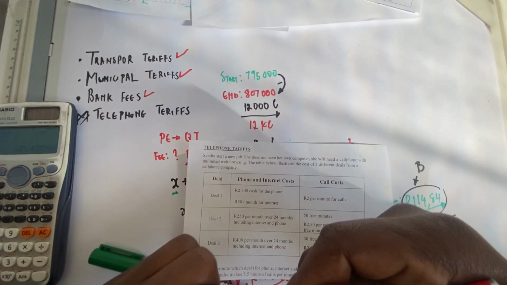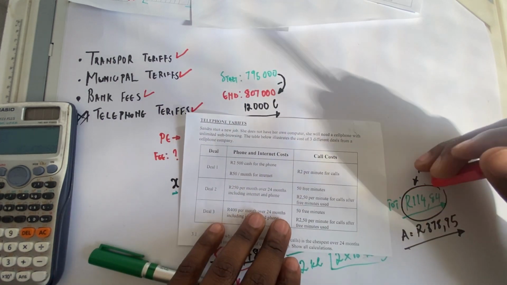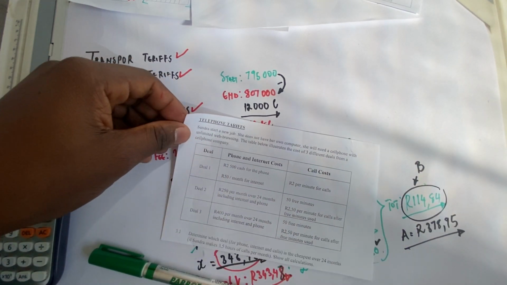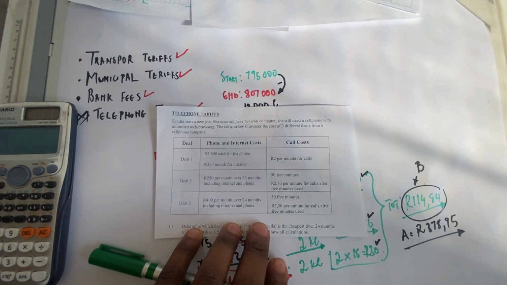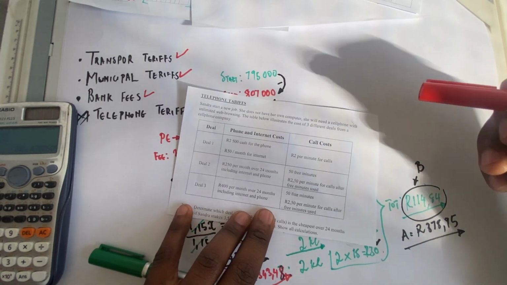Telephone tariffs. We are on that one. With the telephone tariffs, now let me look into this one and see what we have been given to deal with. They say on this one, Sandra starts a new job. She does not have her own computer. She will need a cell phone with unlimited web browsing. The table below illustrates the cost for 3 different deals from the cell phone company. Let's read it off.